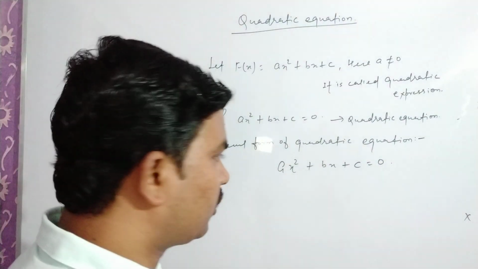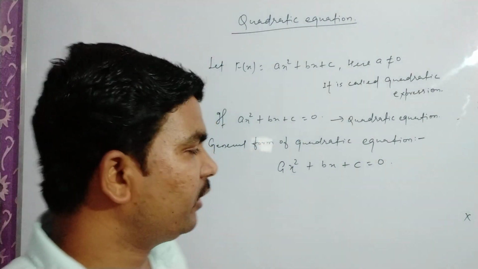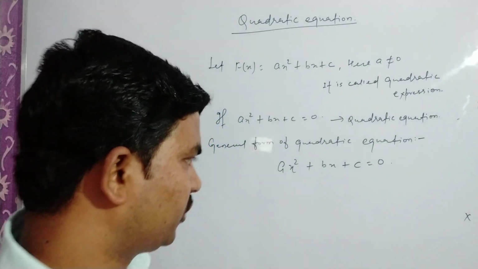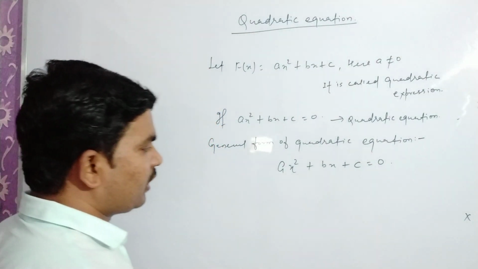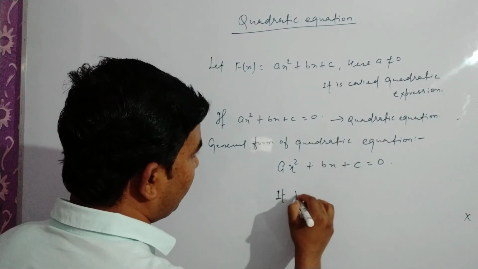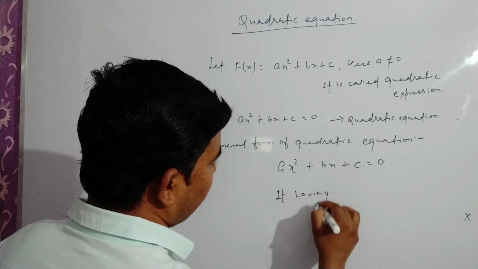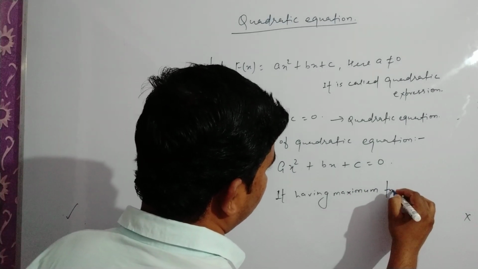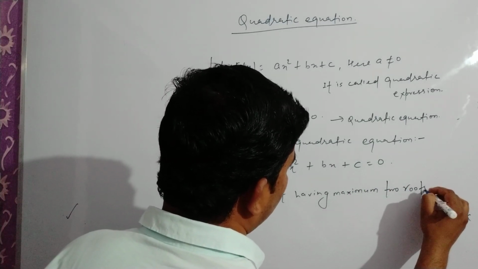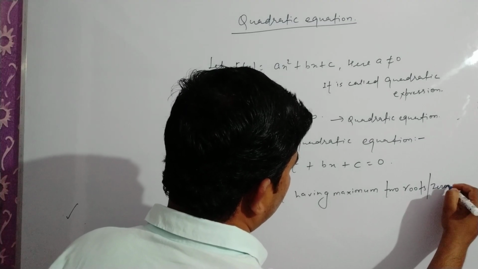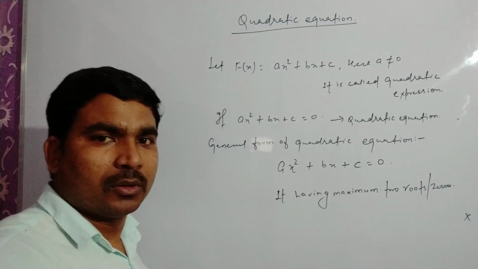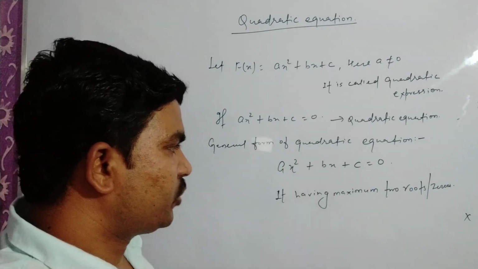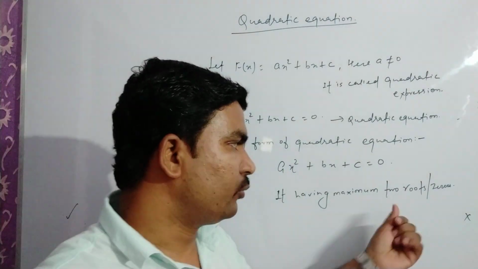So why is it called quadratic? Because it has the maximum degree 2. So it is called the quadratic equation. Any quadratic equation has maximum 2 roots, or you can say zeros, because the maximum degree is 2. So the maximum number of roots will be 2.